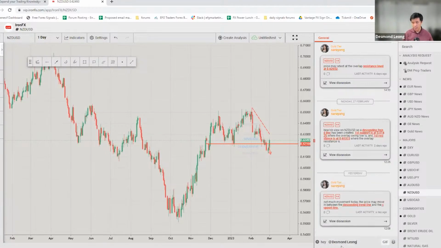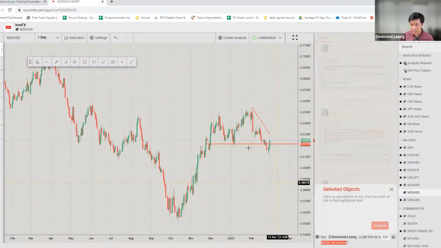hey, Desmond, could this be a double top reversal? Let me delete the random stuff that I drew previously. So could this be a double top reversal? Where am I referring to? I highlight this word, click on this button called link object to text, and I just click on any line that I just drew.